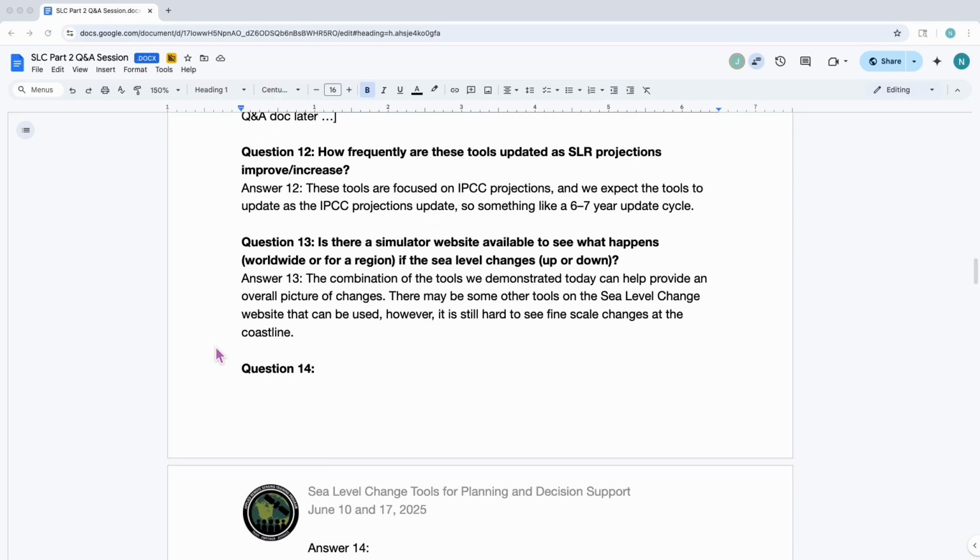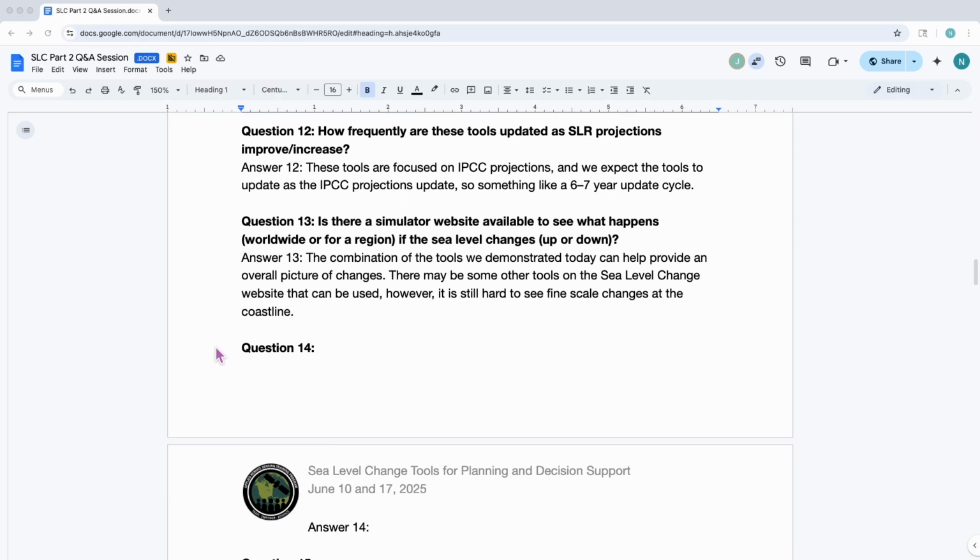Awesome. Thanks, Denis. Question number 12. How frequently are these tools updated as sea level rise projections improve or increase?